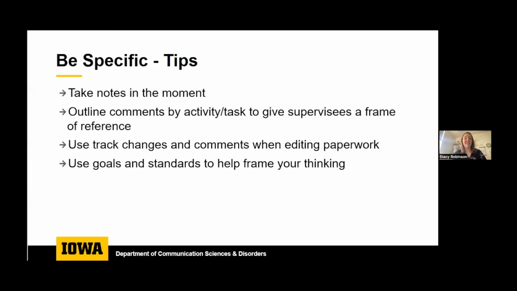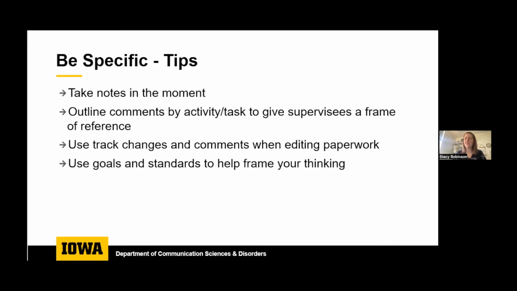I know specificity can be pretty difficult sometimes. And so these are just a few tips from my own experience. So one is to take notes in the moment. I take a lot of written feedback. So I'm always taking notes in the moment, and that's usually the feedback my students are seeing. But if you prefer verbal feedback, or your supervisee prefers verbal feedback, I would still recommend, during treatment sessions or during evaluations, trying to take some notes on what you're seeing to help with your recall.